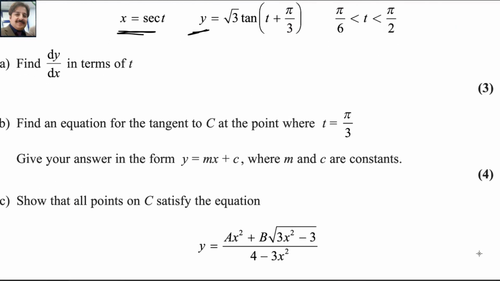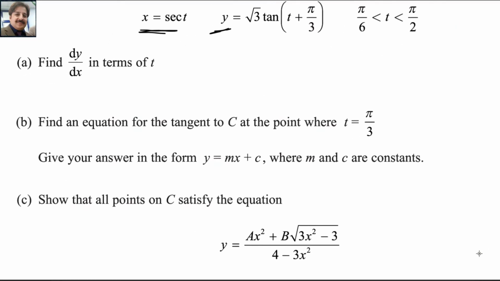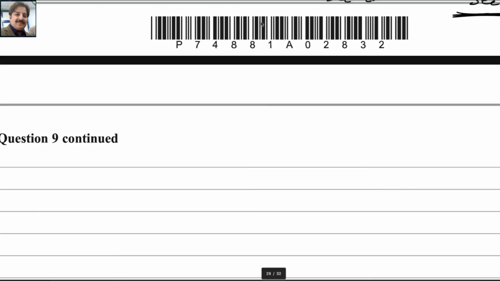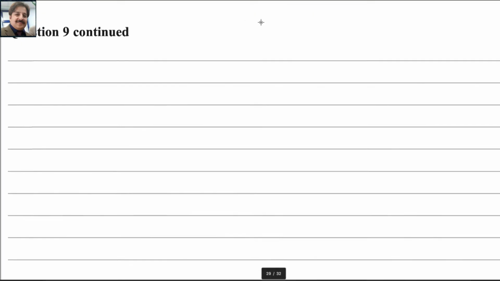Let's move on. Find the equation of the tangent to C at the point where t equals pi by 3. You need to find the point when t equals pi by 3. You can substitute this value here to get the value of x, and then substitute it here to get the value of y. So you will get the point where you want to find the equation of the tangent. First of all, we will do this step.